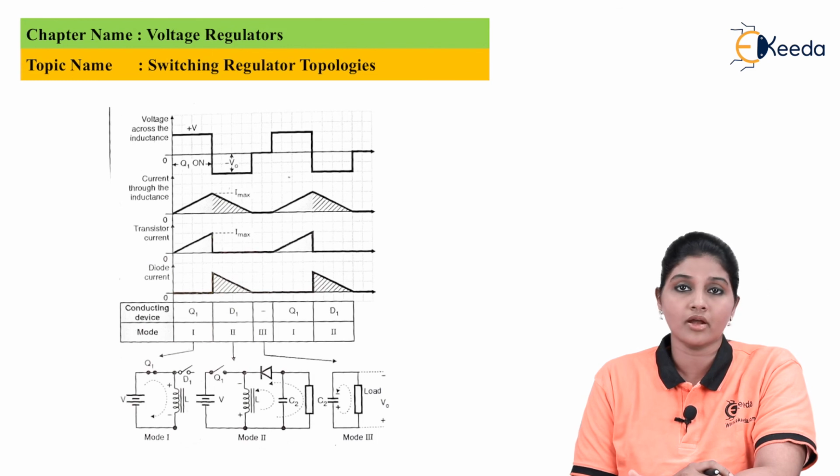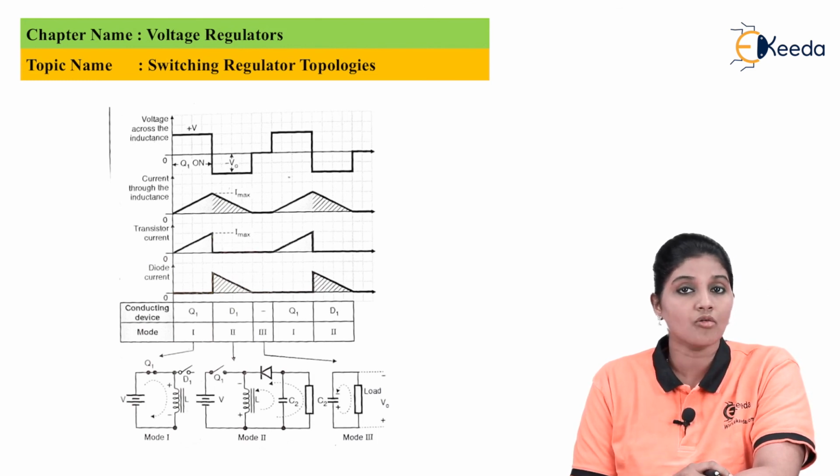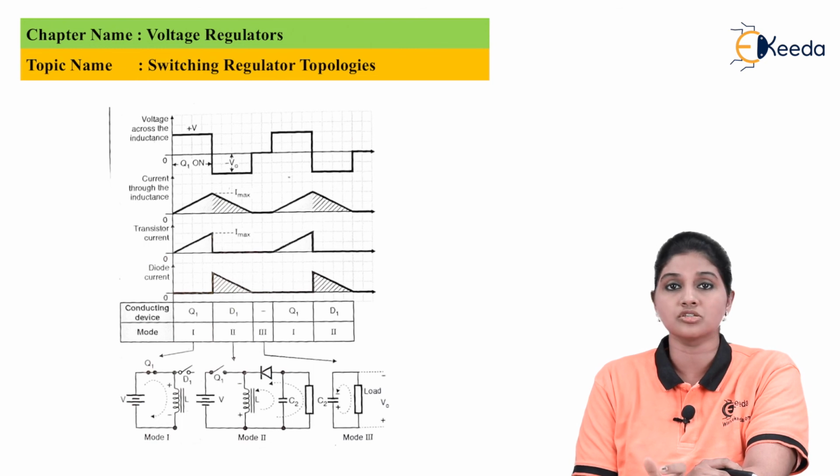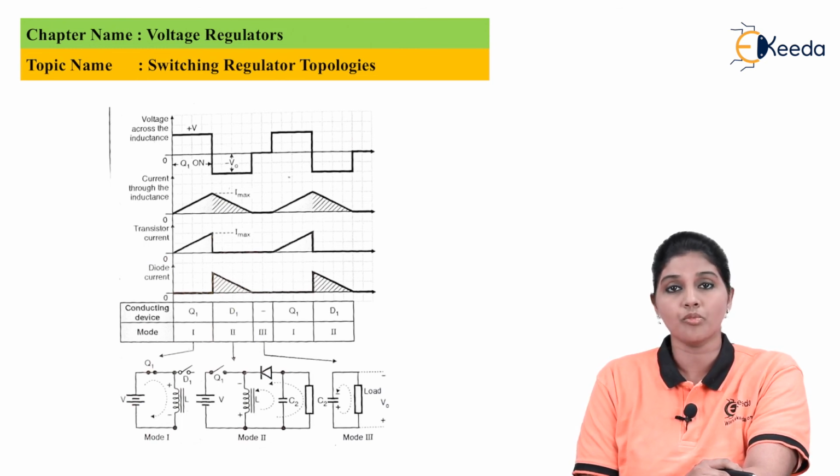Now, the circuit provides the advantage that it provides a higher value of output voltage. It provides an output voltage which has a negative polarity. But the disadvantage of the circuit is that the input current is discontinuous in this type of circuit. And also the peak current flows through the transistor, which causes heating of the transistor due to large power dissipation. So this is what the three topologies used for switching regulators are about.